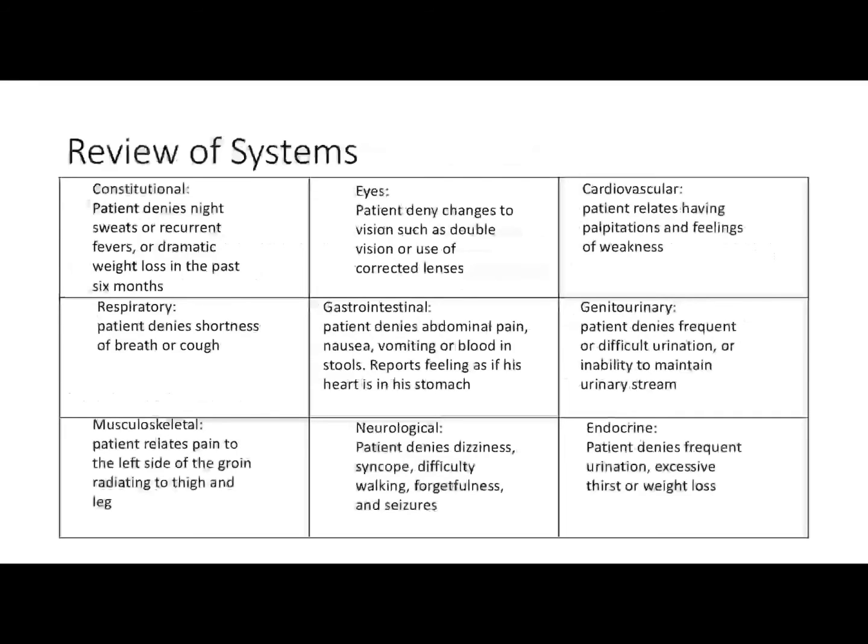A review of systems shows that the patient denies night sweats or recurrent fevers or dramatic weight loss in the past 6 months. He denies changes to his eyes or vision, such as double vision or the use of corrected lenses. Cardiovascular yields that the patient states he feels as though his heart is beating quickly and he feels weak. The patient denies shortness of breath or coughing. The patient denies abdominal pain, nausea, vomiting, or blood in his stool. However, he does report as though he feels his stomach is beating as fast as his heart is.